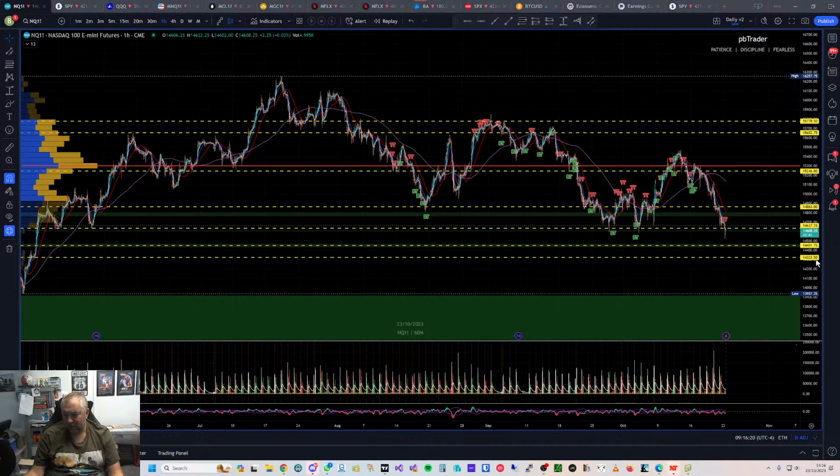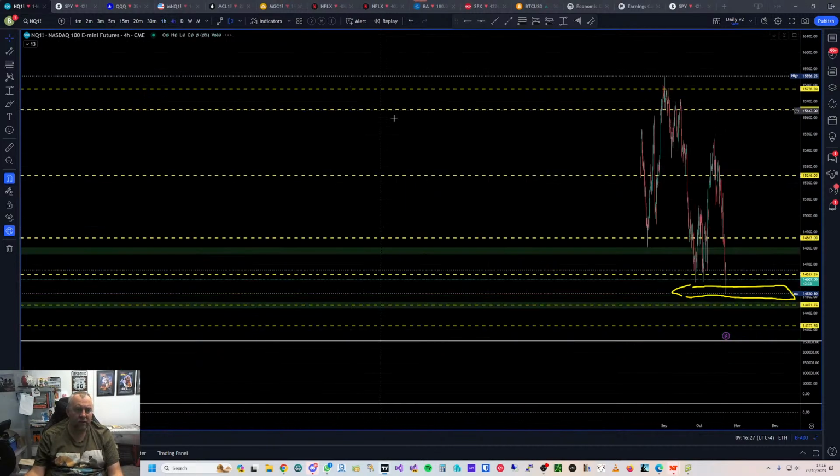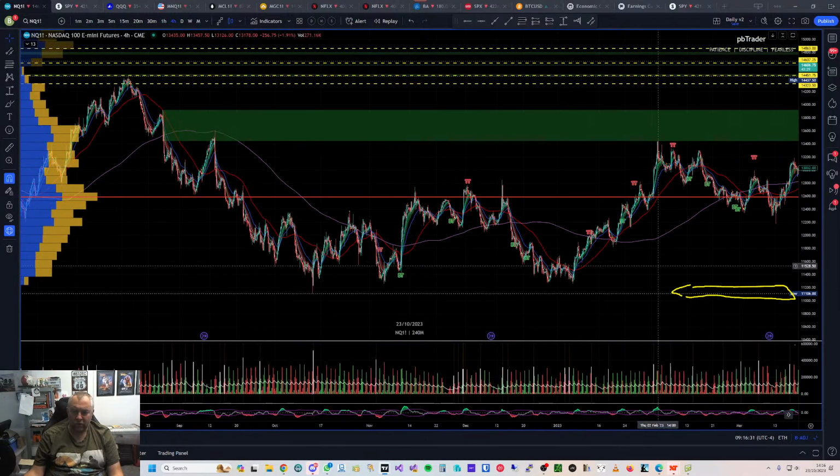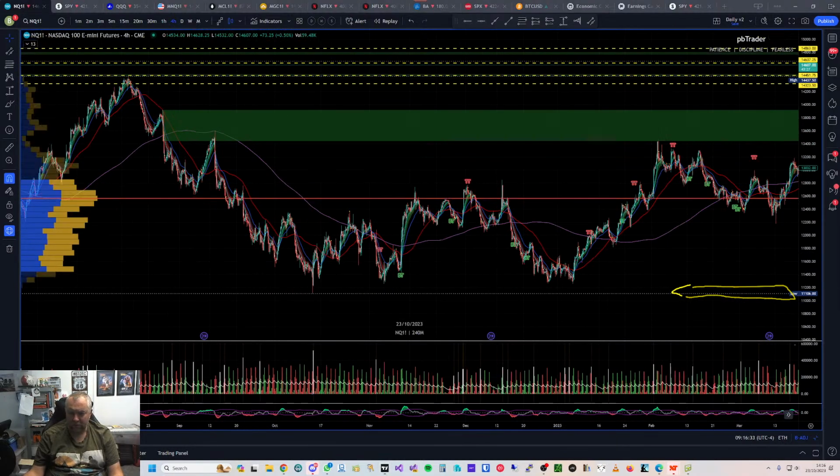$1440. No, 1400. This area here. I think I've got it marked up. Let's look at the 4 hour for a second. Big area of demand here. What's that from? We saw this move here, we came in and then immediately rejected it, and it takes in this area as well and bounced off that area and rejected off that area as well.